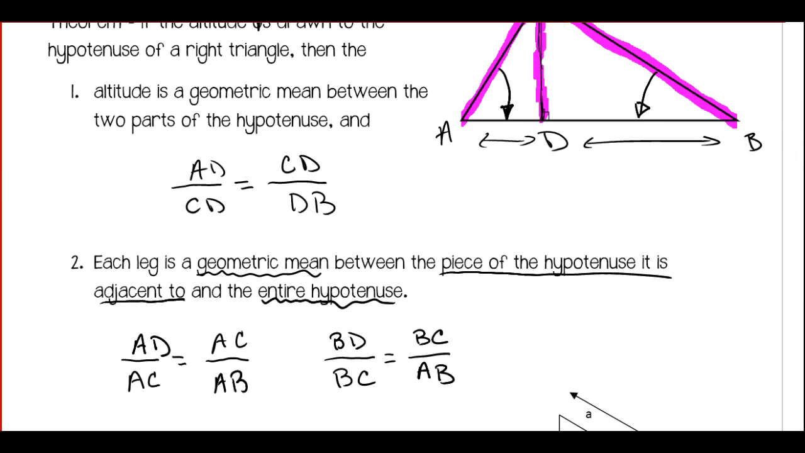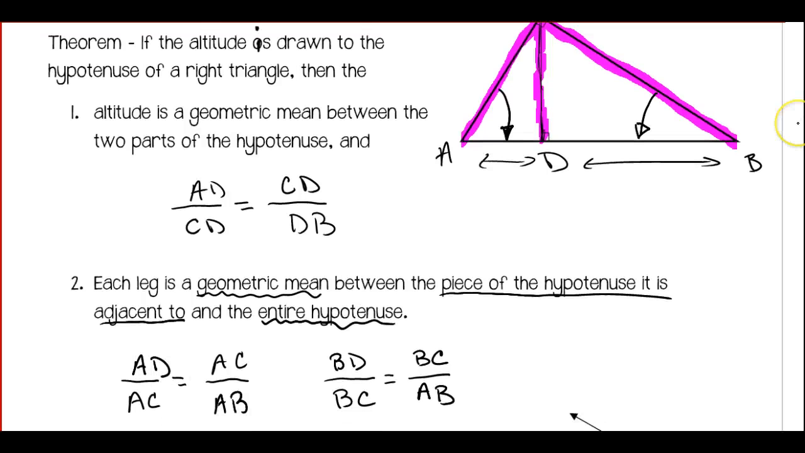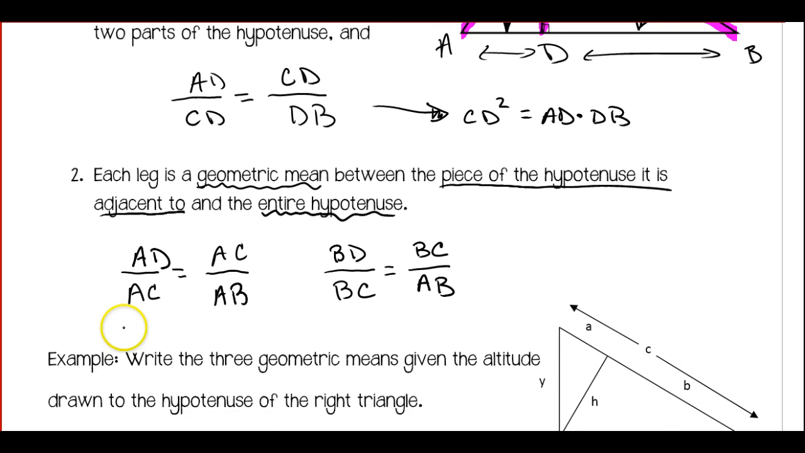Alright, so sometimes you may see these multiplied out using our means extremes products theorem. So if you like that, you can use it. I typically don't, but you can. So this would be CD squared is equal to AD times DB. And then for these two, we would have the leg squared is equal to the part of the hypotenuse it's next to times the whole hypotenuse. And this one over here again would be the leg, BC squared, is equal to the part of the hypotenuse it's next to, BD, times the entire hypotenuse. So feel free to use whichever versions of those you like.